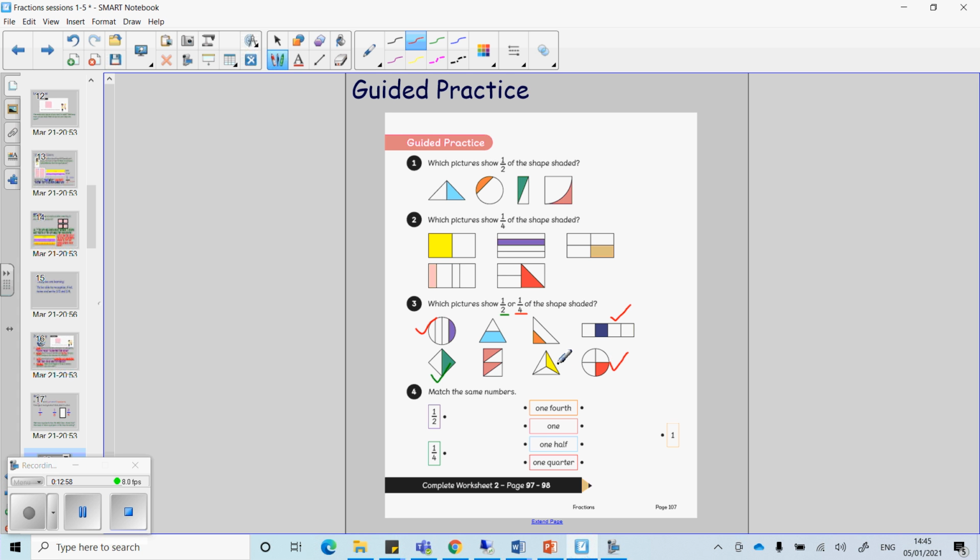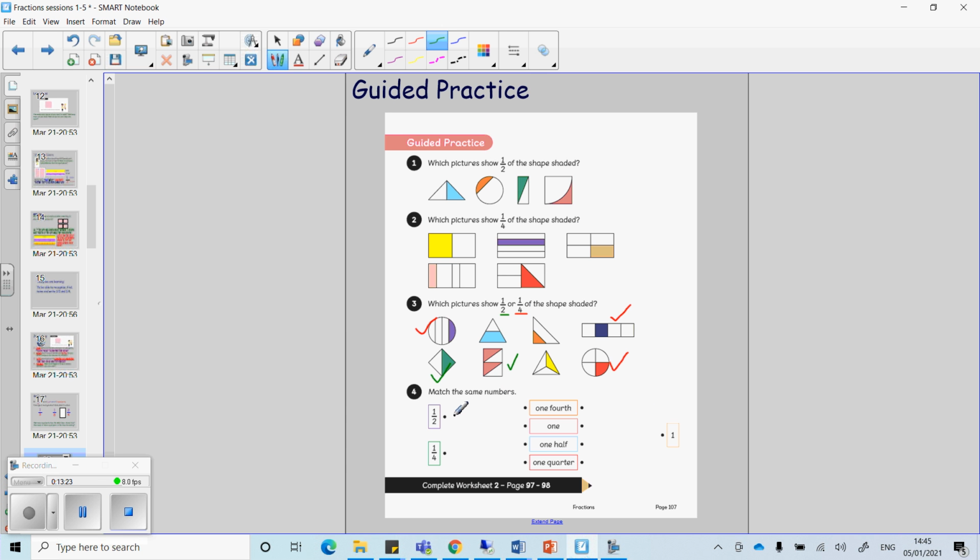This is only 3 parts. This is 4 parts, but it shows 2 of them. Wow. So this shows 2 out of 4. 2 parts out of 4 equal parts. Actually, some of you may have noticed that that is the same as a half.